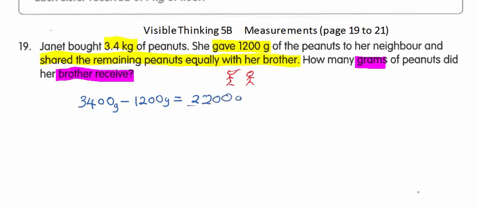2,200 grams. Okay? So this is the remaining, and she shared it equally with her brother. So it's just she and the brother. So 2200 grams divided by 2, and that will give me 1100 grams. And this will be my answer.